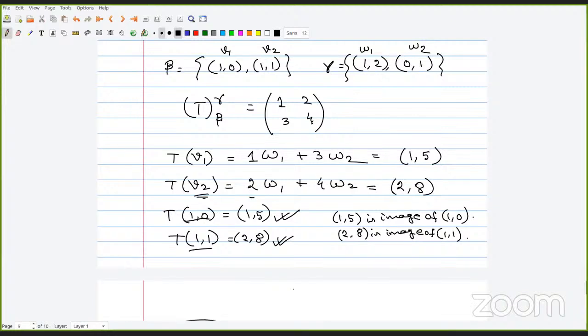One thing I wanted to clear: image dimension is the same as rank, right? Rank is the same as the dimension of the image, right? Rank of a transformation is the same as the dimension of the image space. Yeah, right.